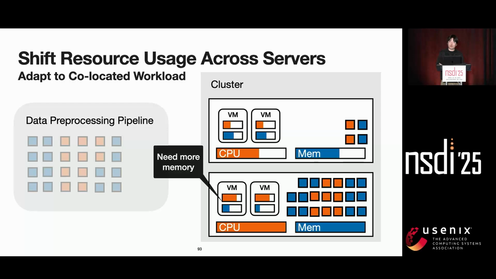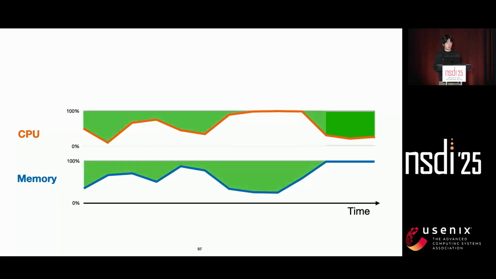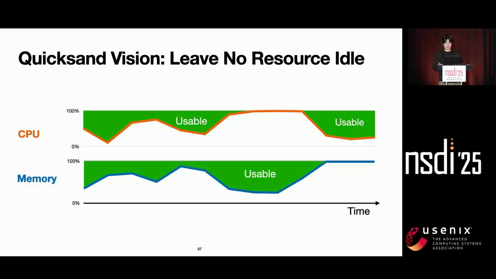Finally, in reaction to resource demand from collocated workloads, Quicksand can migrate resource proclets precisely in response to the resource under pressure, enabling Quicksand to quickly adapt to collocated workloads. Therefore, by decomposing applications into resource proclets, Quicksand can utilize stranded resources productively. We believe that Quicksand's fine-grained resource proclets make it possible to fill almost all idle resource gaps, leaving no compute and memory idle in the data center.